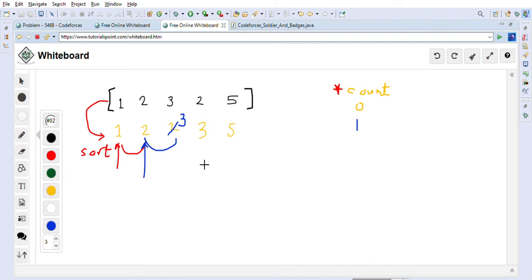So now let's go ahead. Now our pointer will come to this position. Again we will check 3 and the next 3. Again they are the same, so we increment the count by 1. Now the count becomes 2, and we increment this one from 3 to 4, so that both will be different. So now this 3 became 4.